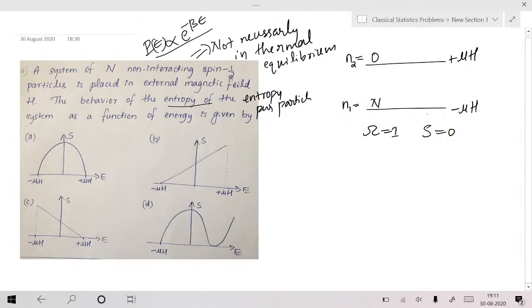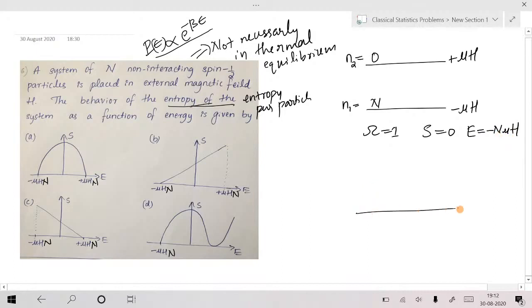But in this situation, what is the total energy? Total energy is equal to minus n mu h. And energy per particle is... he has written entropy of the system actually, so I'd better put n here and multiply with n, because he hasn't taken care of that. Or you can evaluate entropy for the total system and then talk about entropy per particle. Now look here: energy is equal to minus n mu h.